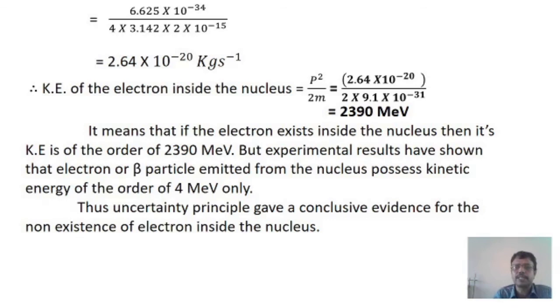But experiment says, if beta particles or electrons are emitted from the nucleus, their kinetic energy is 4 mega electron volt. The meaning is, according to Heisenberg uncertainty principle, if an electron is present inside the nucleus, its kinetic energy is 2390 mega electron volt. But experiment says, if electrons are emitted, the maximum energy is 4 mega electron volt. We conclude that electrons cannot be present inside the nucleus.